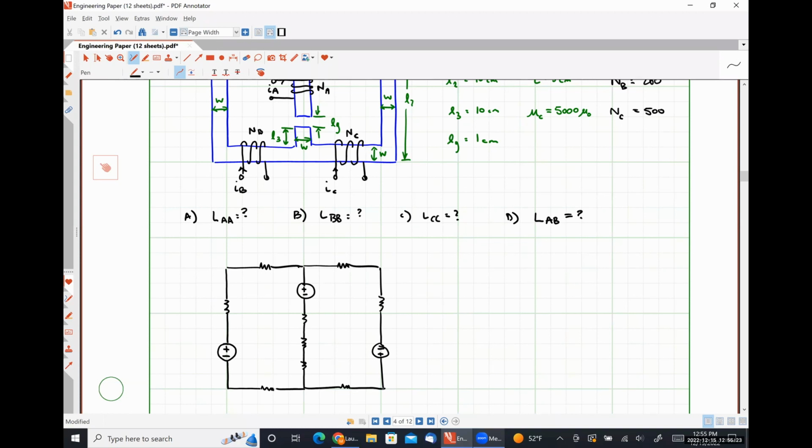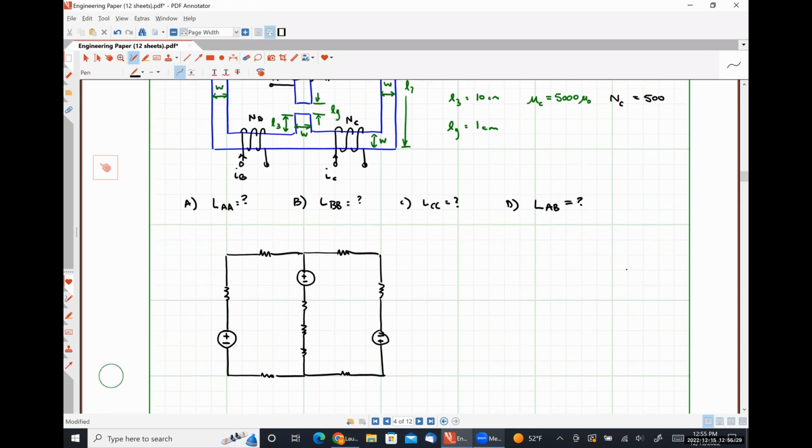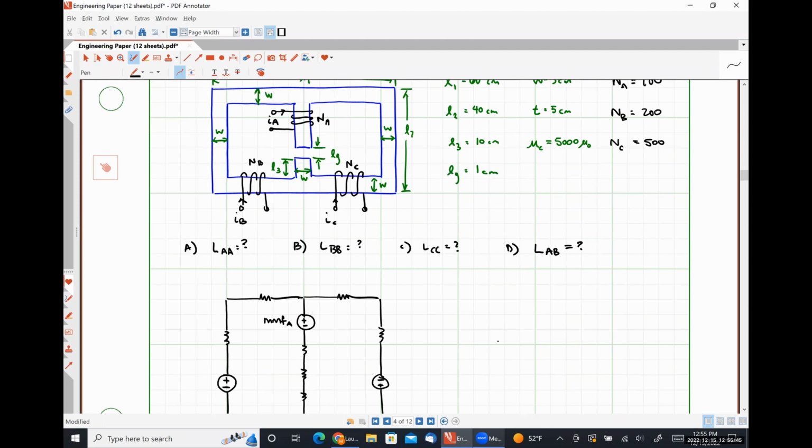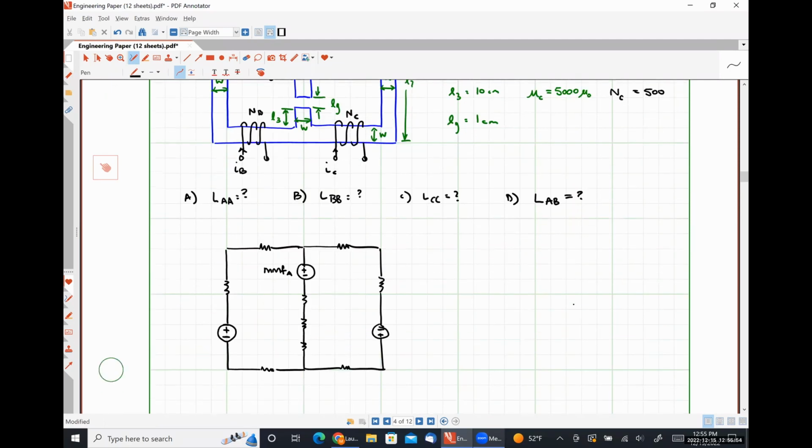This is what my circuit looks like. I want to make sure that you understand the polarities that I've chosen for my MMF sources here. The MMF in the middle is generated by coil A, and I chose the positive polarity on top because the arrow is on top. Now, the MMF over on the left-hand side is generated by coil B.